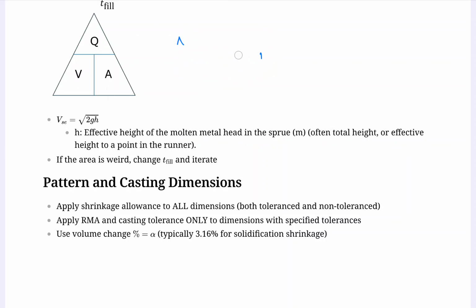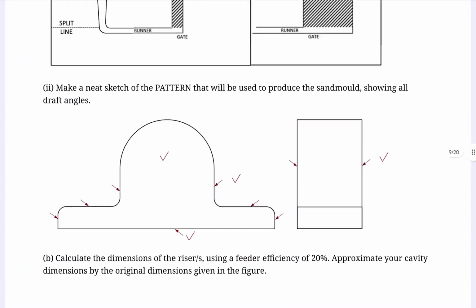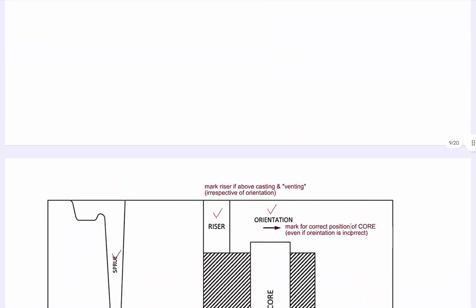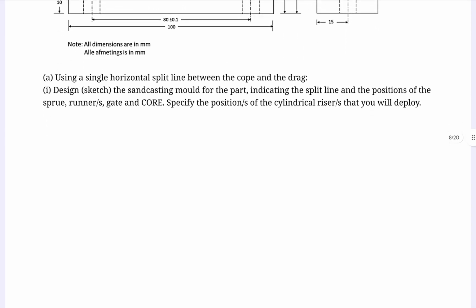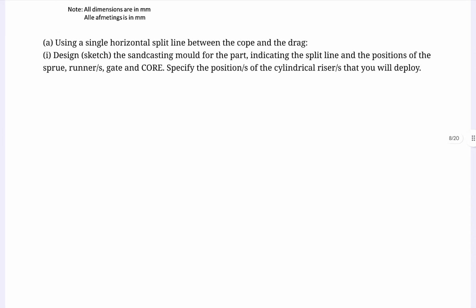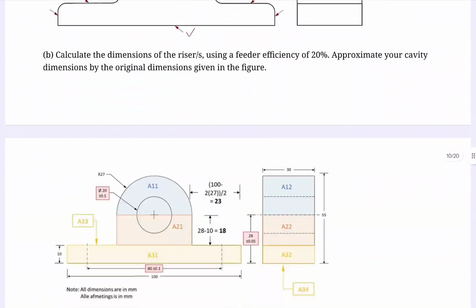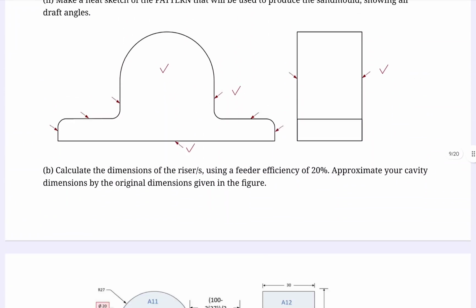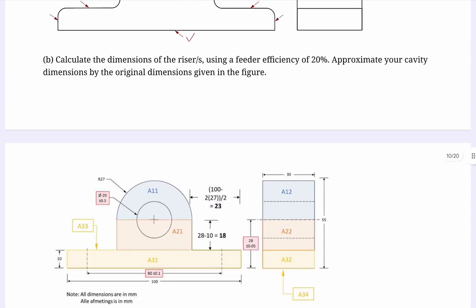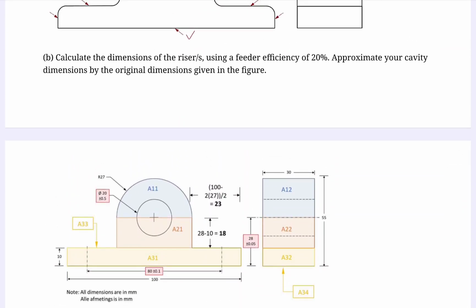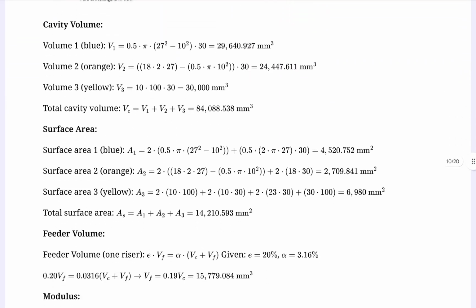Okay, so for this section, it might just be best to look through past exam questions. I'm going to scroll and show you what we have. In this past question, where they ask you to design, no, not design, where's the other question? We can sketch, calculate. Yeah, okay, here. Calculate the dimensions of the risers using a feeder efficiency of 20%, estimating your cavity dimensions. So this is the question.